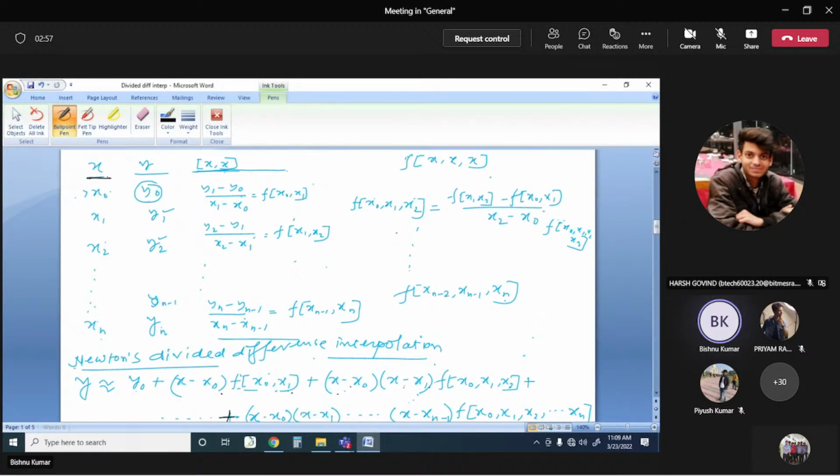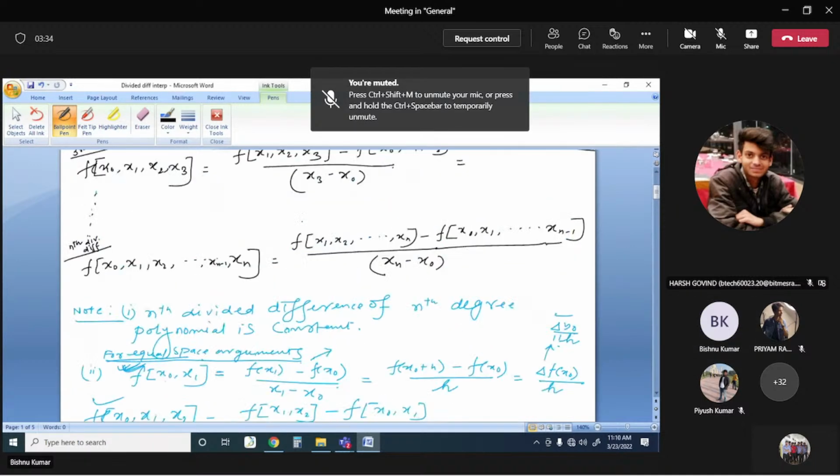Suppose discrete data points x and y are given to you, and you have to calculate here also a difference table. Functional value means f of x1, f of x0. So f of x1 minus f of x0 by x1 minus x0, that is the first divided difference between two arguments x0 and x1. That is in the definition of the operator I told you. Okay.